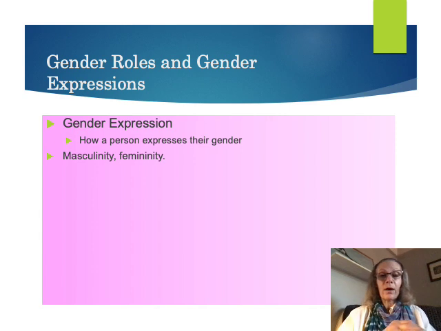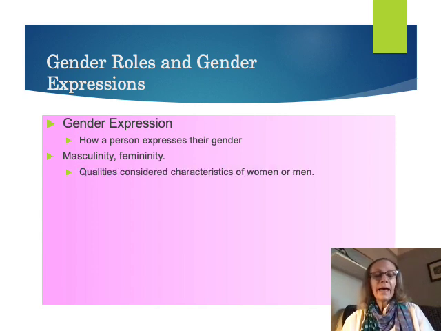Masculinity and femininity are on the far end of the spectrum, right? The idea is that femininity is the qualities considered characteristics of women, and masculinity is the qualities considered characteristics of men. We're going to be talking about this in our discussion this week, particularly with Roxane Gay. She talks a lot about whether she is a feminist because she does embrace some femininity in terms of her gender expression.